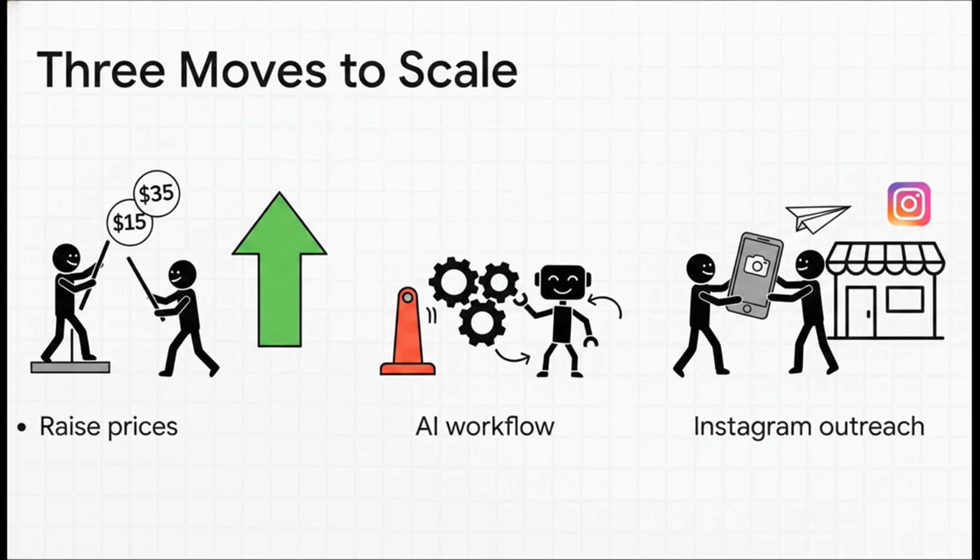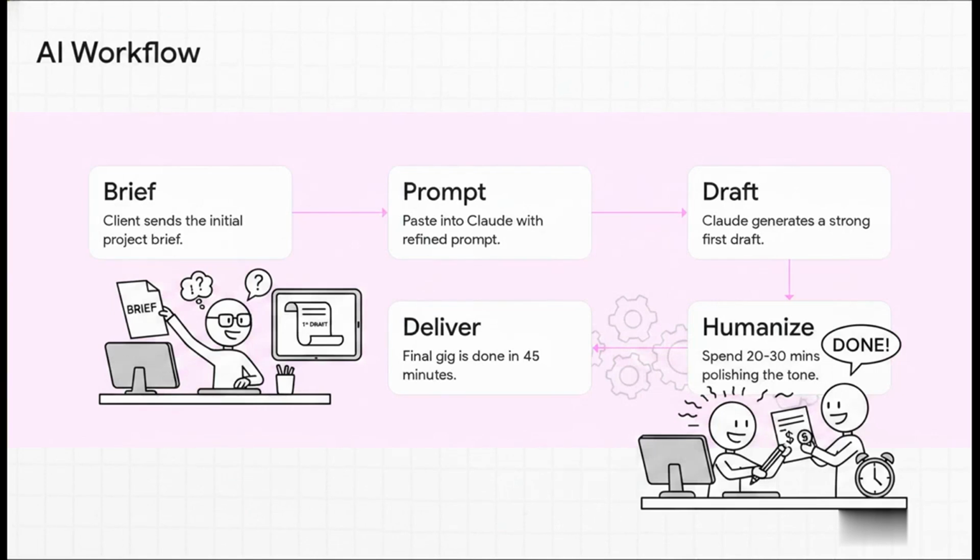Second, I created a repeatable AI workflow so I wasn't starting from scratch every single time. And third, I started reaching out directly on Instagram to small businesses with under 10,000 followers, literally just offering them a free sample email in their DMs. Now, what's really interesting about this slide is the repeatable workflow, because this is the secret nobody talks about. The real power isn't just using AI once, it's building a system.